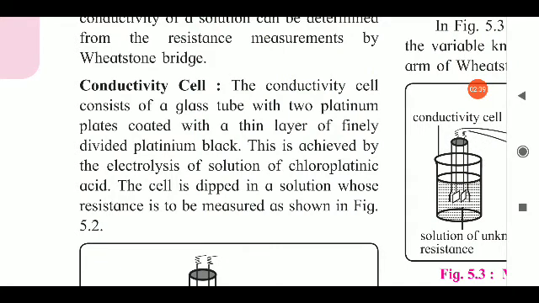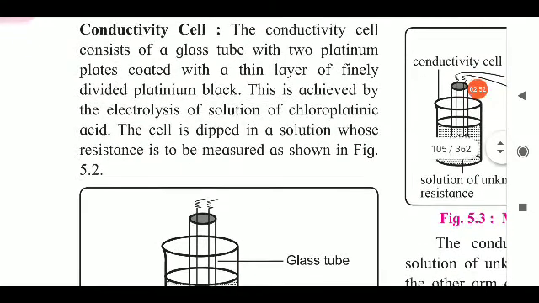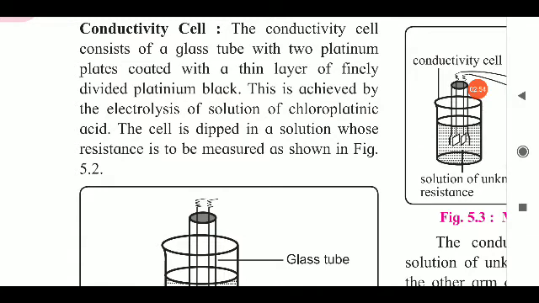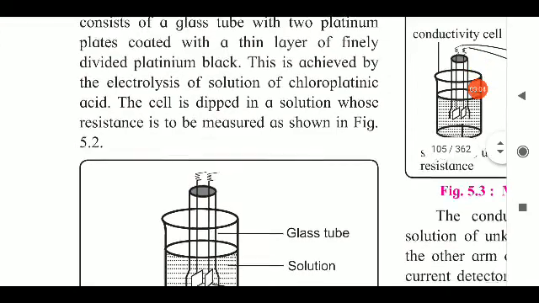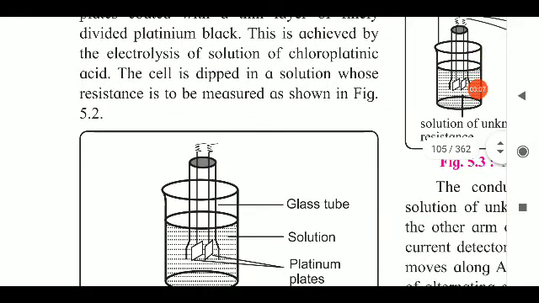It consists of a glass tube with two platinum plates coated with a thin layer of finely divided platinum black. This maintains the electrical contact between the solution and the external connections. Now students, this is achieved by the electrolysis of a solution of chloroplatinic acid. This is a very important thing that you have to keep in mind. The cell is dipped in a solution whose resistance is to be measured, as shown in the figure.